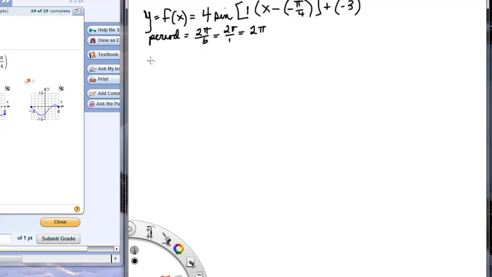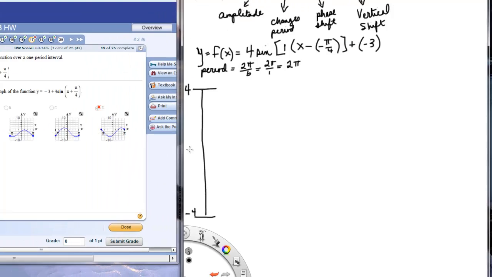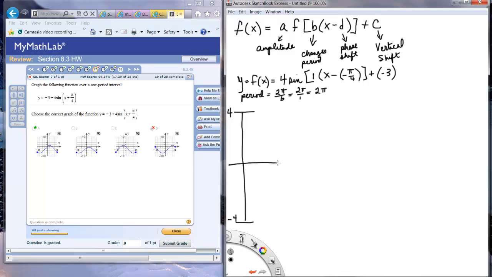The amplitude is 4, and we know the amplitude is half the difference between the maximum and the minimum. So 4 minus negative 4 is 8, divided by 2 is 4. That's my amplitude.